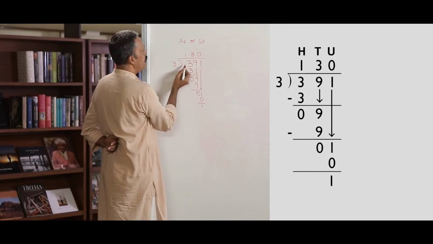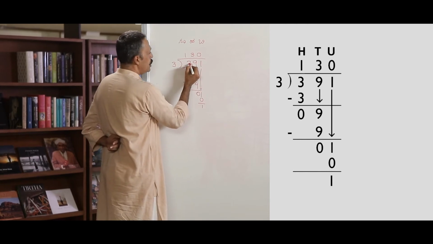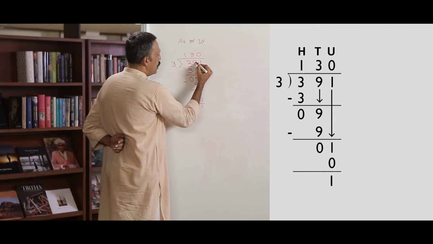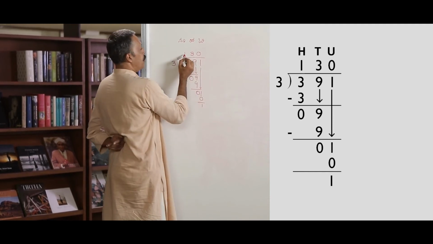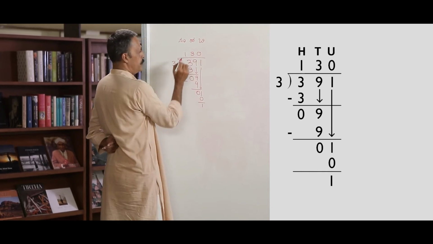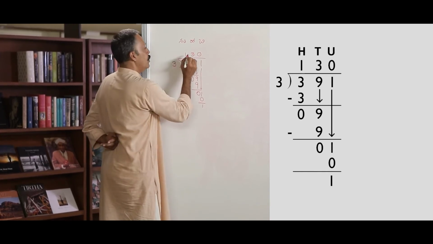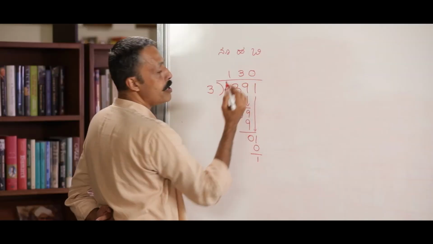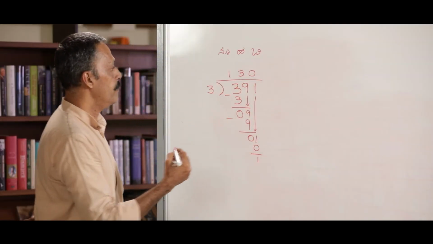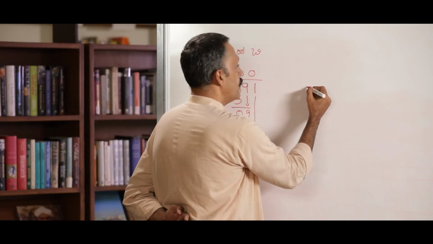What did we see in this example? I had 3 in the hundreds place, 9 in the tens place, and 1 in the units place. How much did everyone get? In every place, 1 in the hundreds place, 3 in the tens place, and nothing in the units place. Let us take another example.